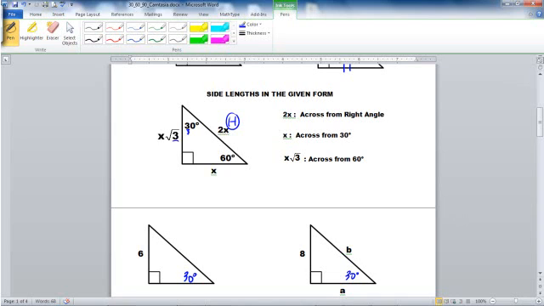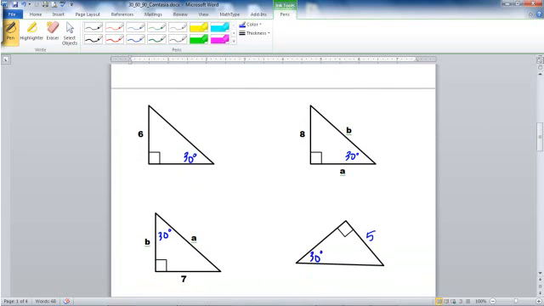So again, 2x across from the right angle, x across from the 30, and then x root 3 across from the 60. So if I jump on down here, here's my 90, so across from there is the 2x in general. Across from my 30 is the x, and then across from the 60 is x root 3. So what I do is I take what's given to me, so the 6 is corresponding to the x right here. So this side is I take my x, which is 6, and I tack on a root 3. So this side is 6 root 3, and then this side, the hypotenuse, is 2 times that x, so 2 times 6 is 12.